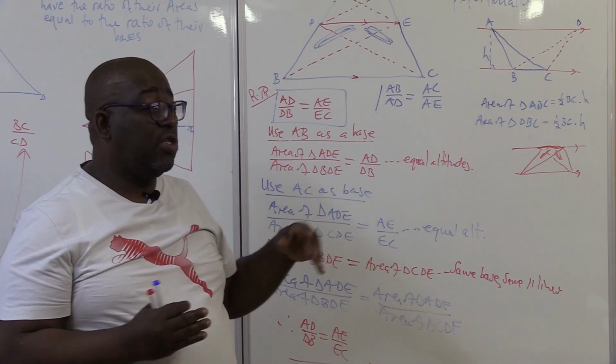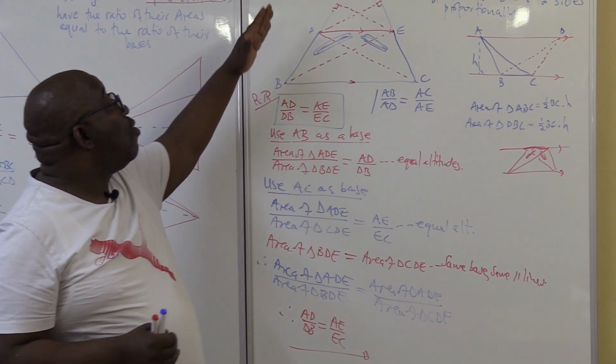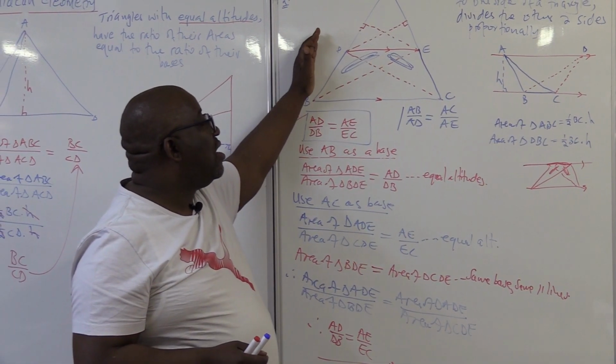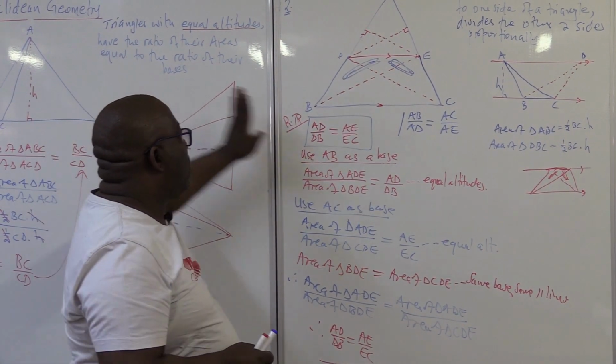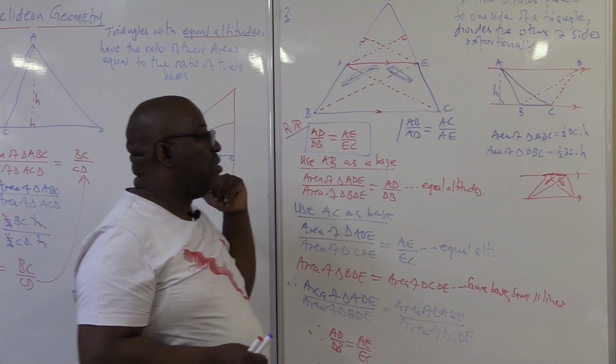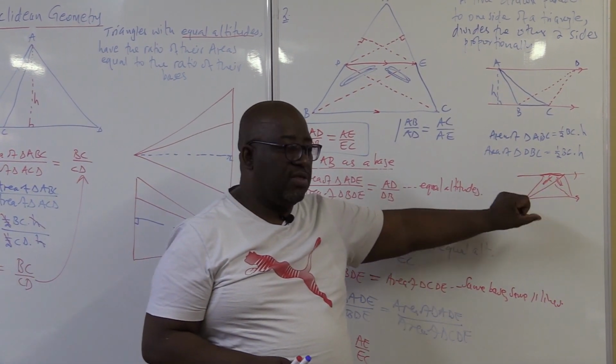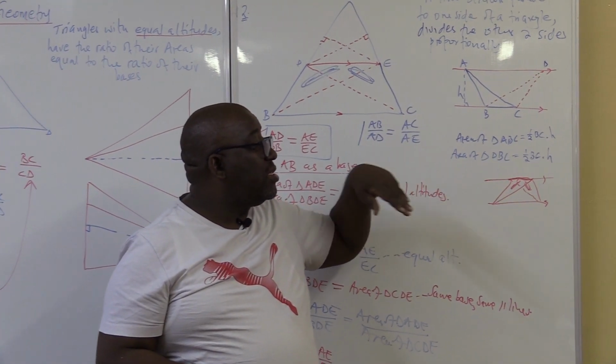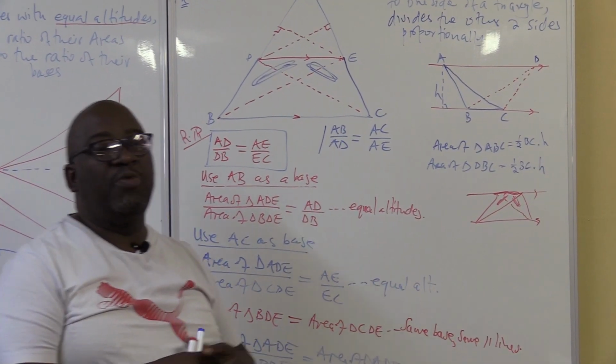There are so many other methods, but I would prefer this shorter one, where you make these two sides the most important side. You first use this as a base and apply the theorem, then use this one as a base and apply the same theorem. Also know these facts: triangles that are between the same parallel lines and share the same base will always have the same areas.